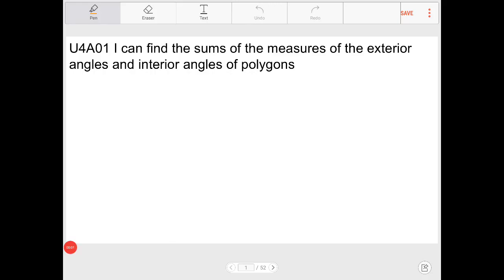Hello students, this is lesson U4A01. By the end of the lesson, you should be able to say I can find sums of the measures of exterior angles and interior angles of polygons.